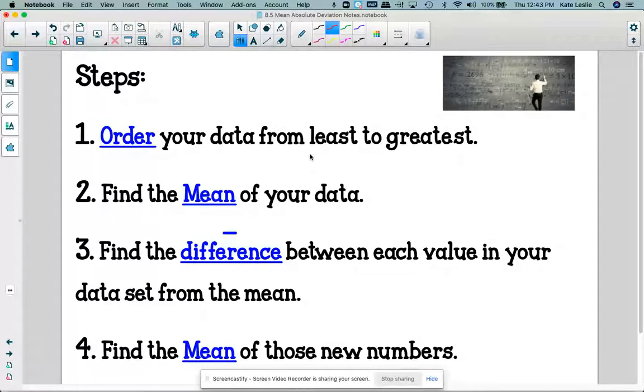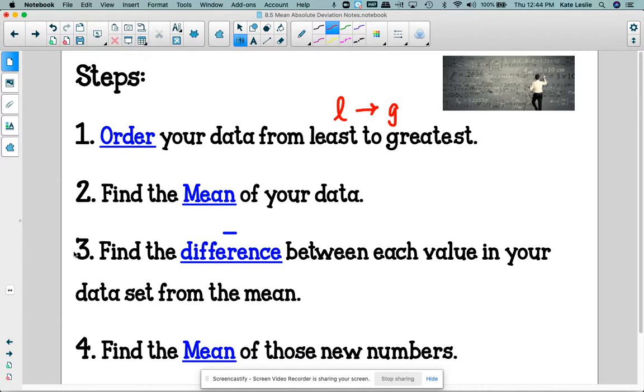The very first thing you want to do is order your data from least to greatest. This is just easiest to make sure you have all of your data values. You're going to see sometimes it's a little bit easier to add them together when they're from least to greatest, to combine those numbers together so you're not just writing one long addition problem. The second step is finding the mean of our data. We already know how to find the mean. You're going to add all your data values together and then divide by however many data values are given.